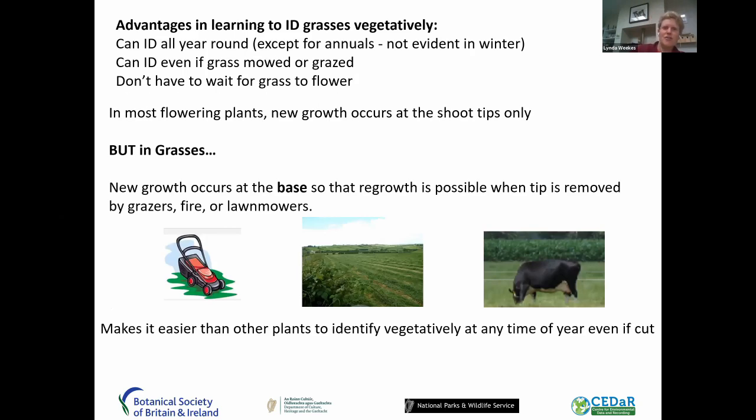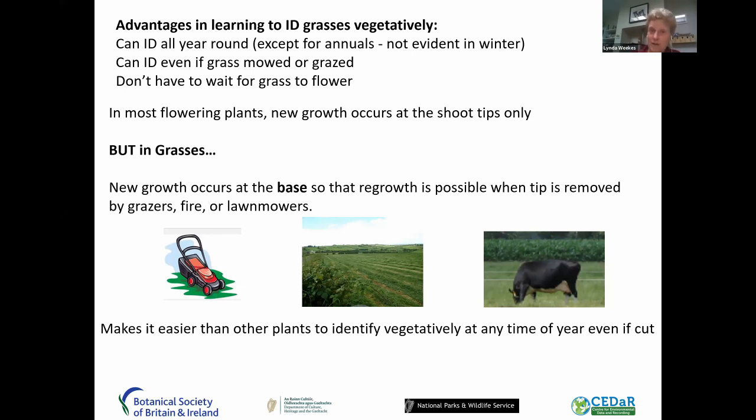So what are the advantages of learning ID vegetatively for grasses? Vegetative features go hand in hand with identifying grasses when they're in flower. It's important to get them to species level. You can identify grasses to a certain extent without vegetative features, just with their floristic features, but you're not going to be able to identify all grasses. Interestingly, you can identify all but maybe a few grasses vegetatively without the floristic features. So it's really, really important.